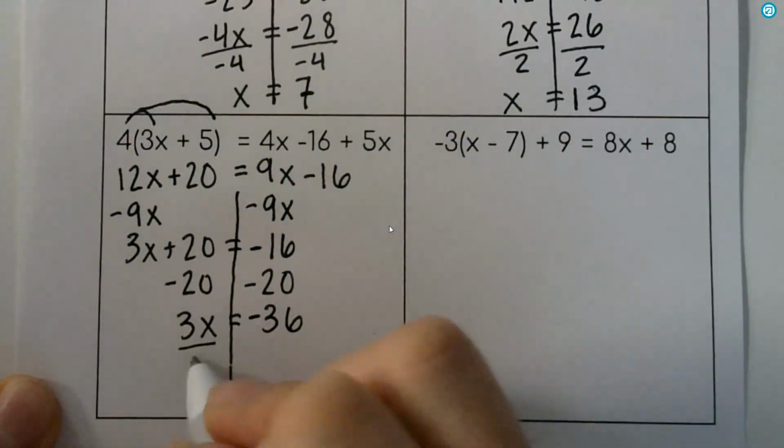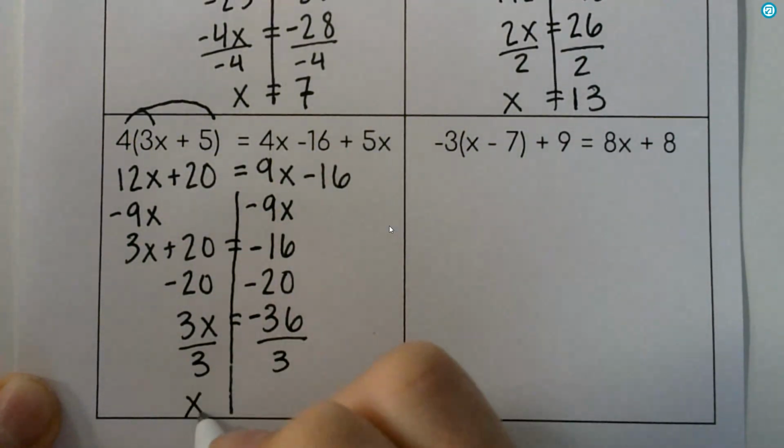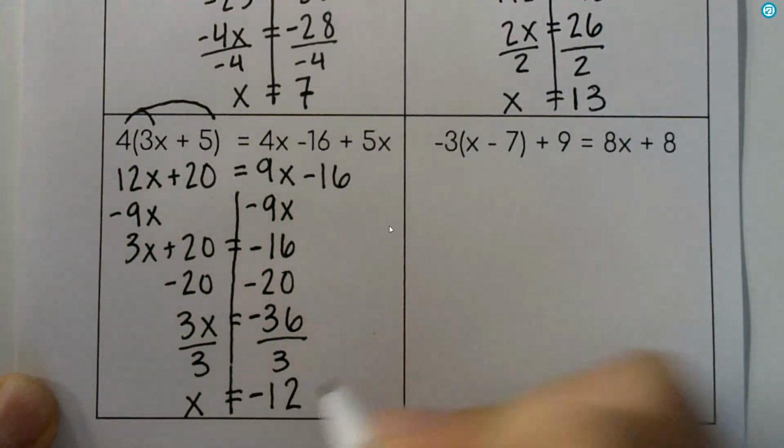And then divide both sides by 3. X equals negative 12.